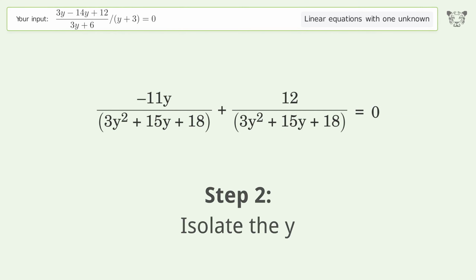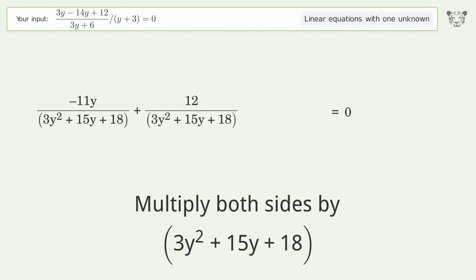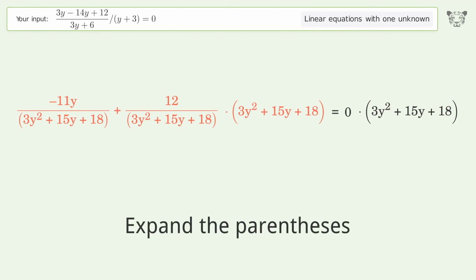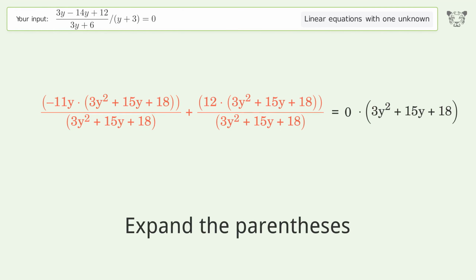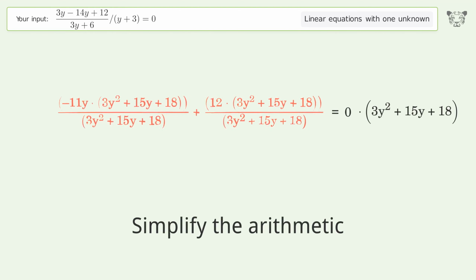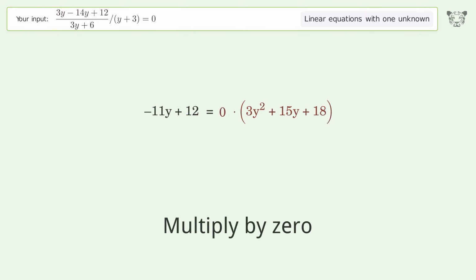Isolate the y. Multiply both sides by 3y² + 15y + 18. Expand the parentheses. Simplify the arithmetic. Multiply by 0.